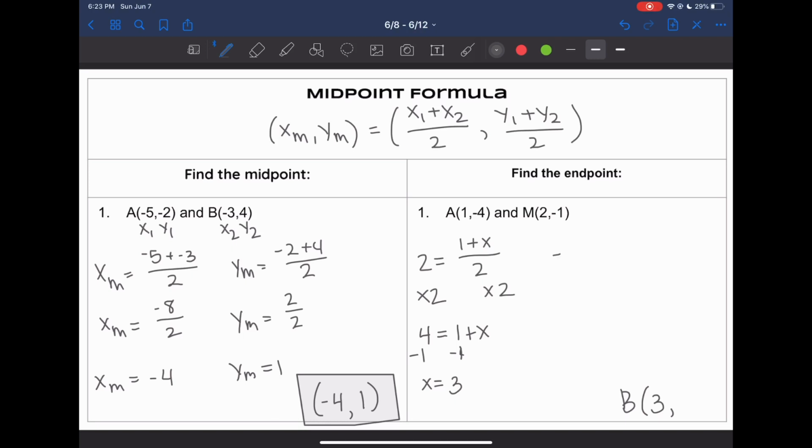We'll do the same thing for y, so -1 of the midpoint equals -4 plus y over 2. Multiply both sides by 2. -2 equals -4 plus y. Add 4 to both sides. Y equals 2. So for the endpoint 1, -4, and the midpoint 2, -1, the other endpoint is 3, 2.